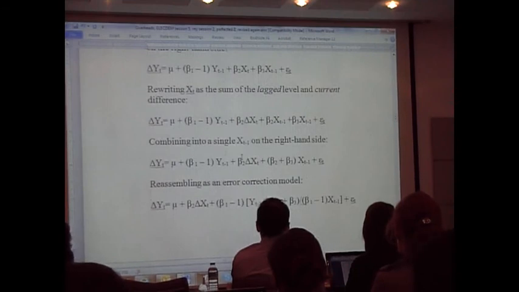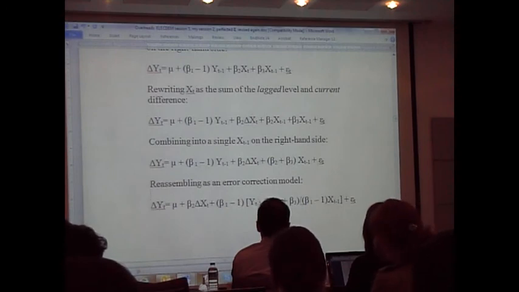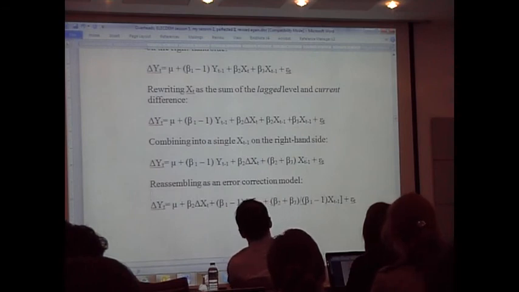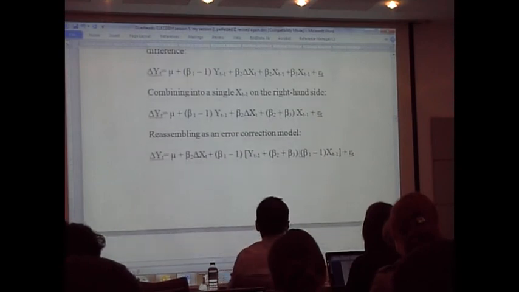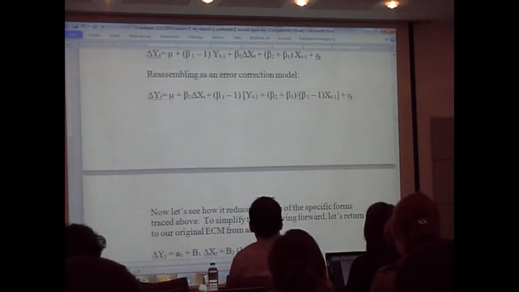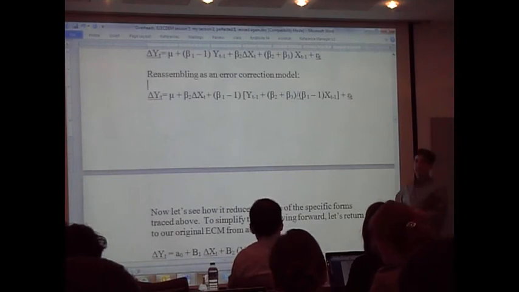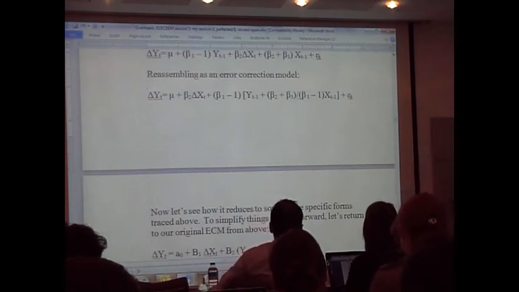And then we just reassemble. Put the xt over here, the change in xt, the difference in xt. Put this coefficient over here, multiplied times yt minus 1. And then we want to embed this in here. How do we do that? It's the coefficient of beta 2 plus beta 3 divided by the coefficient here, beta 1 minus 1. Simple algebra. Now we've just shown you how the ADL is perfectly identical to, mathematically identical to, the ECM.